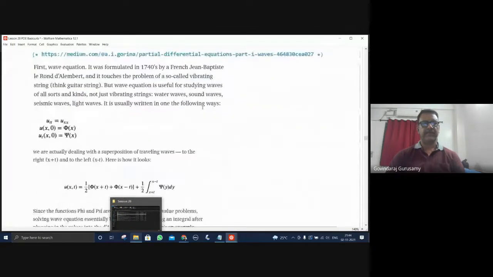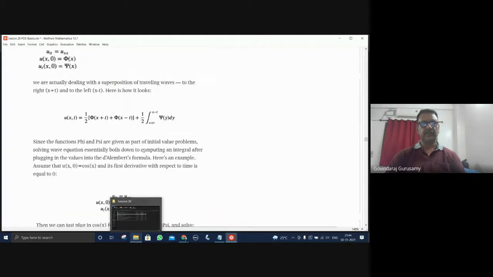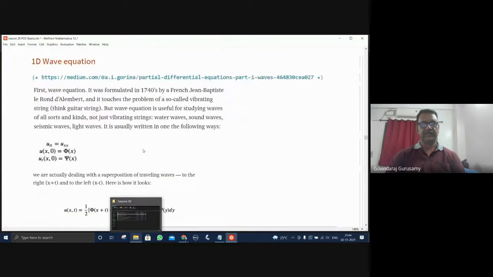Okay. So now you look at the wave equation. This has a double derivative in time and a double derivative in position, and you can have initial conditions u of x comma 0 is phi of x, and u t of x comma 0 equals psi of x. And then we know that it has been given by, who is this person, D'Alembert.